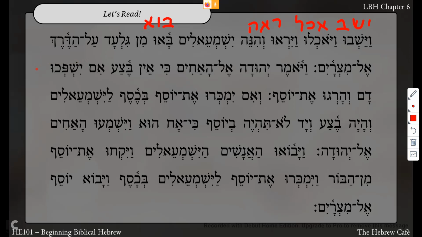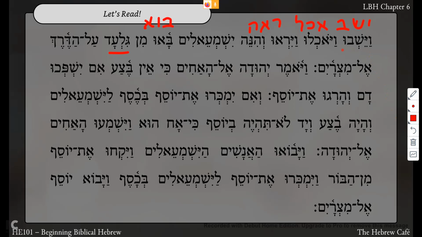So they sat and they ate, and they saw, behold, Ishmaelites coming from Gilad. Gilad is Gilead in English. It's a nice, fun one to pronounce. Al haderech, upon the road. El Mitzrayim, to Egypt. On the road to Egypt.